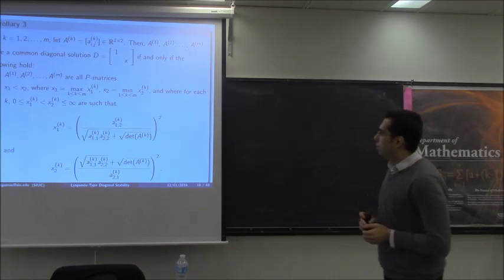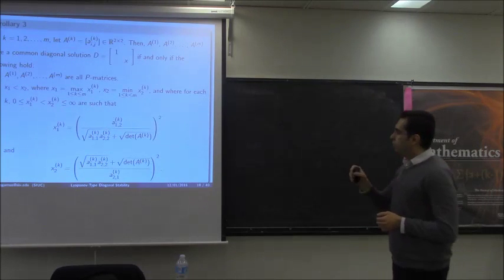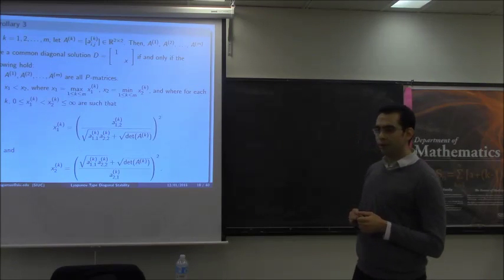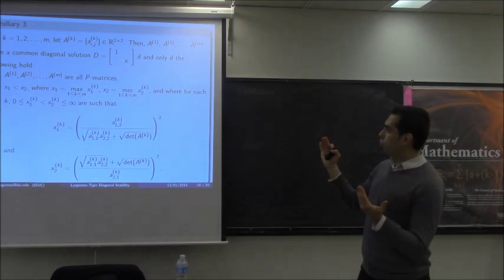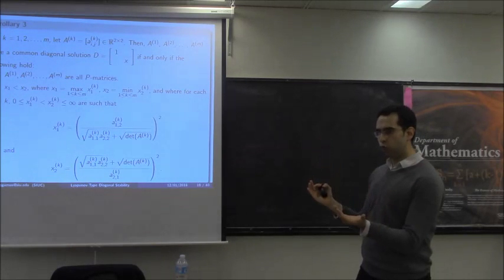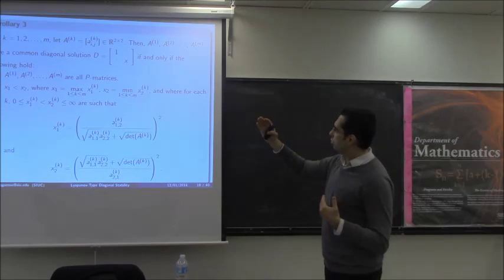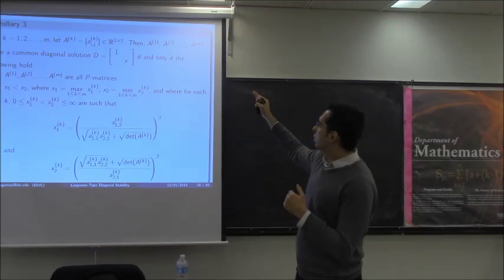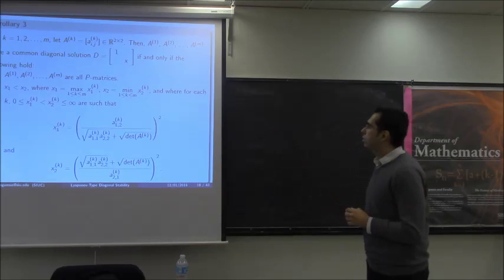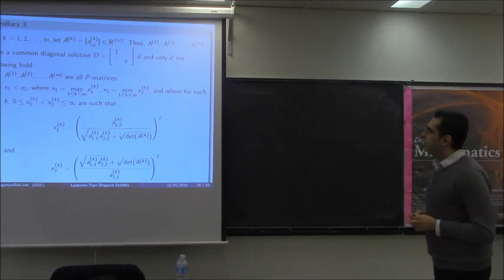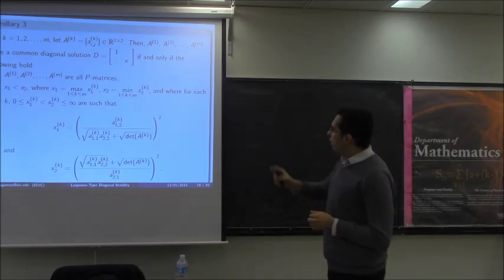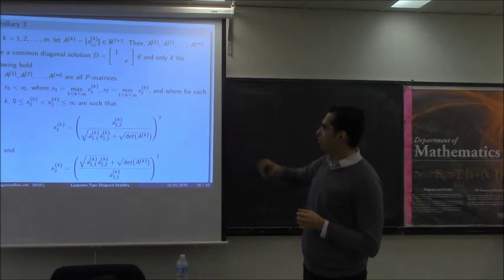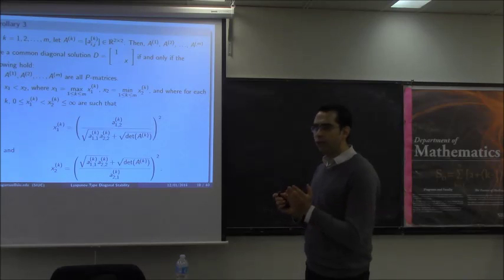This result is also an extension of another result given by Oleng and Narendra. They only proved this result for a pair of 2x2 matrices. We extend this so that for any number of matrices given, we can just apply this corollary to find the common diagonal solution, and x can be chosen from the interval between x1 and x2.